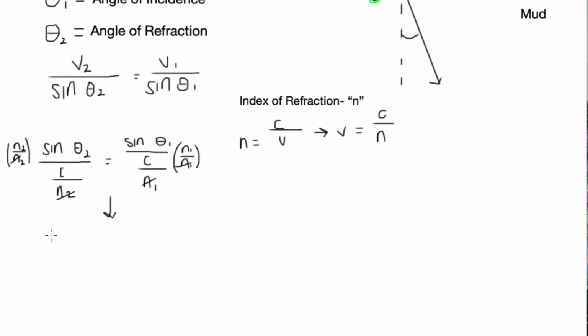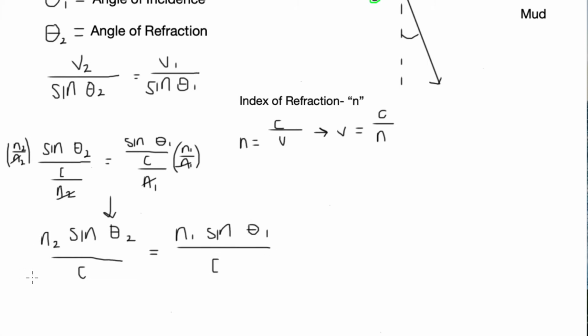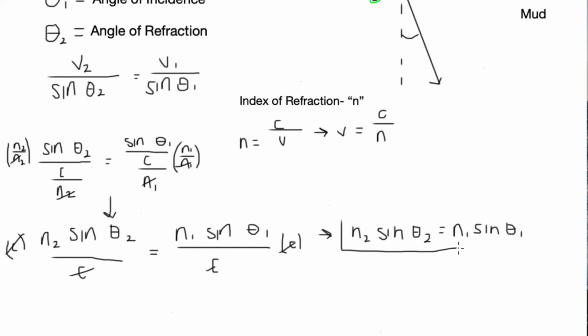and so we're left with n2 sine theta 2 over c is equal to n1 sine theta 1 over c. We can then multiply each side by c, and then the c's will cancel out, leaving us with n2 sine theta 2 is equal to n1 sine theta 1. We can now use this equation to solve for different problems.